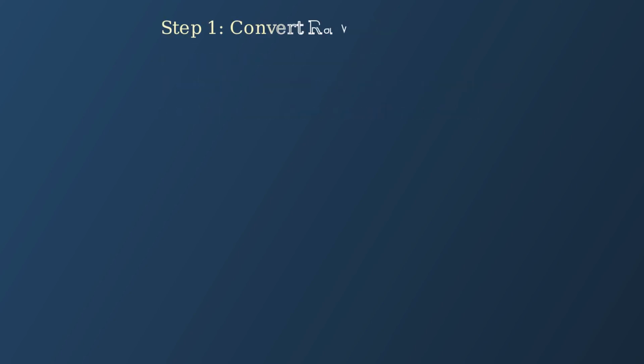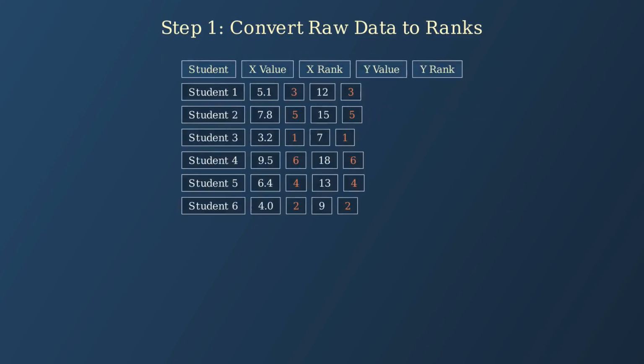The first step is to convert our raw data to ranks. For each variable, we rank the values from lowest to highest. The smallest value gets rank 1, the next smallest gets rank 2, and so on. If there are ties, we assign the average of the ranks they would have received.